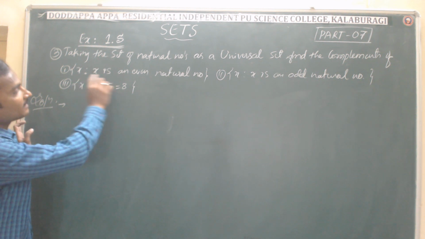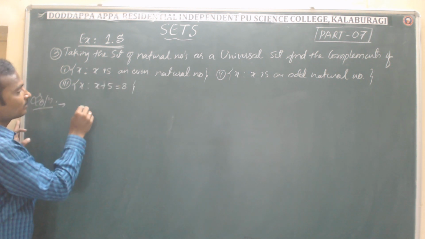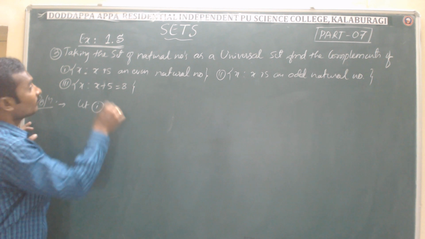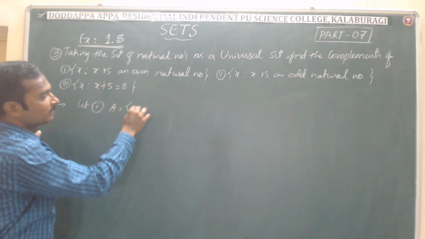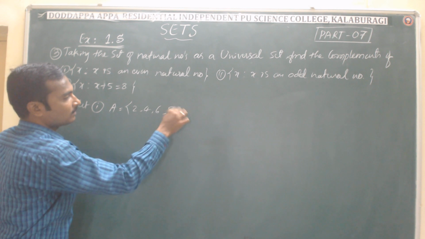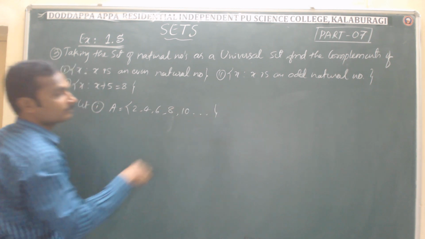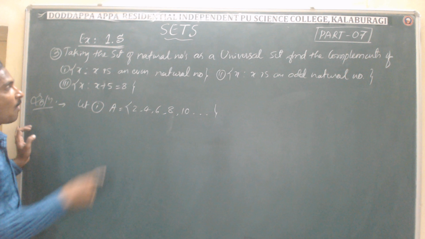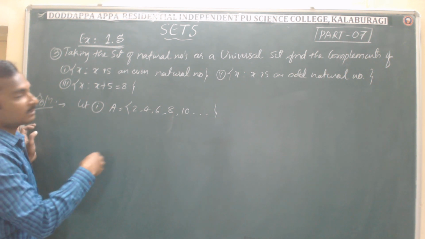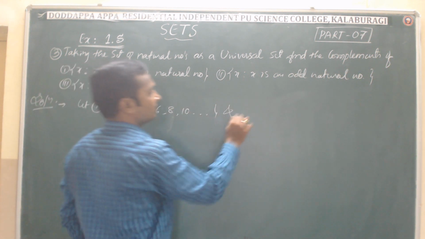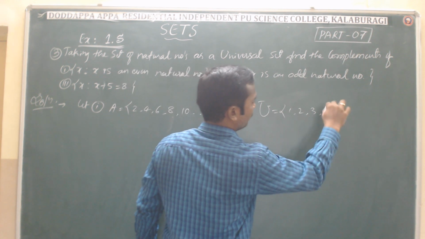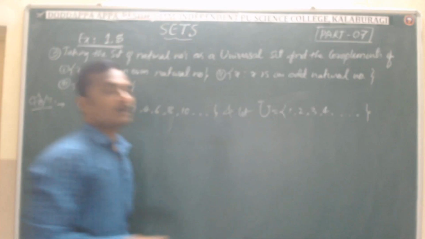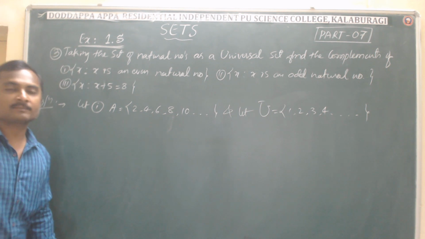The set of all x such that x is an even natural number. So the first one is the set of all even natural numbers. Even natural numbers are 2, 4, 6, 8, 10 and so on. And we have to find the complement set of this by taking the universal set to be 1, 2, 3, 4 and so on. So all the natural numbers will be elements of the universal set.